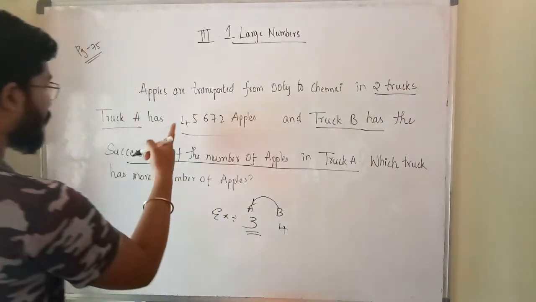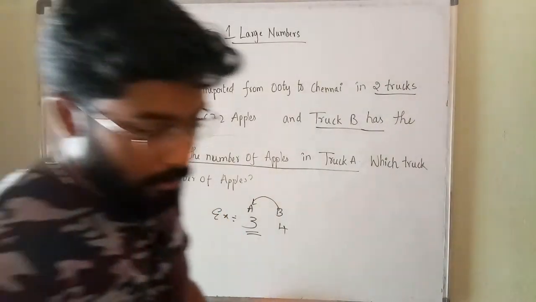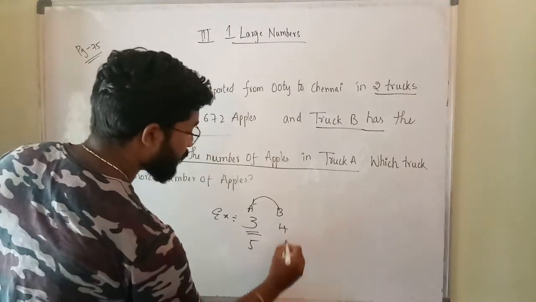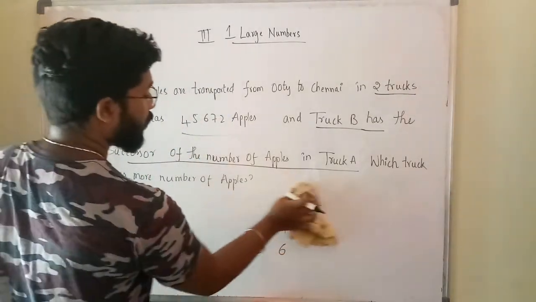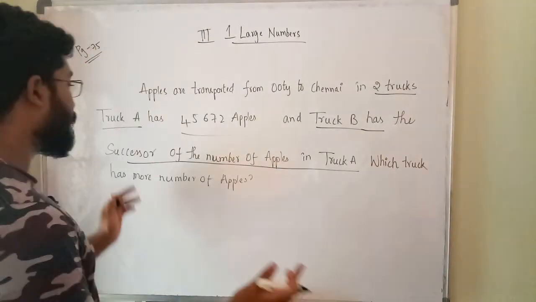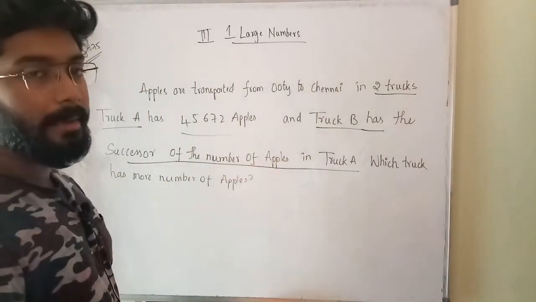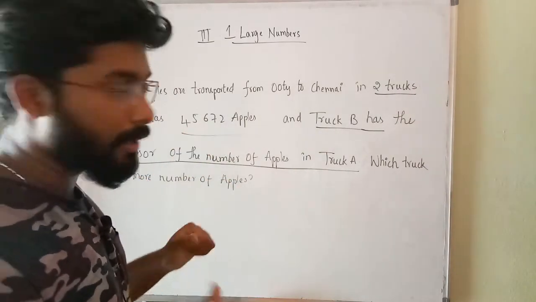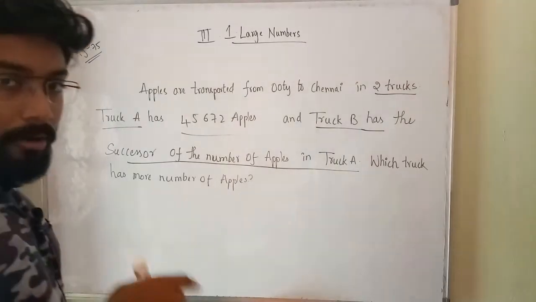Okay, so if A is having 5 apples, B will have 6 apples, like that. It will have the successor number of apples that are there in truck A, meaning one more than this only. So successor means the number after, so you have to do plus 1, no?